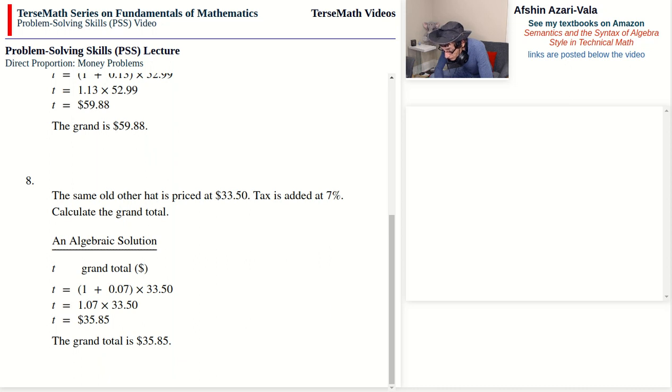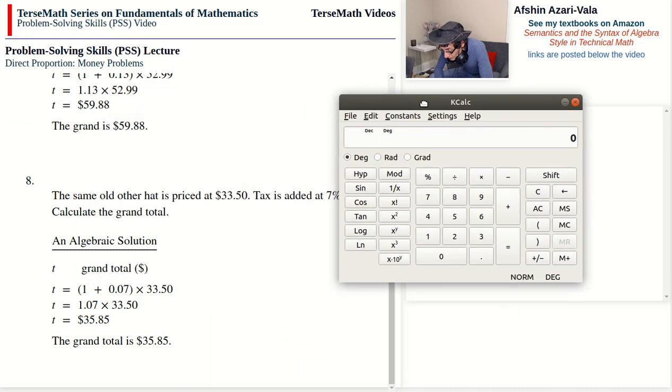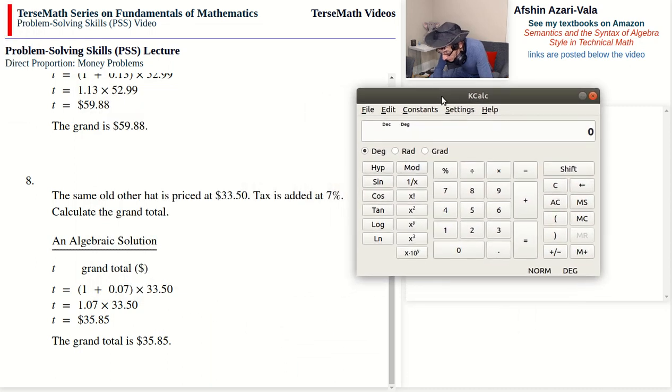I would like to do this on the calculator one more time. So we enter the price, which is $33.50, and then we multiply by 1.07 to find out how much we pay in total at the end. You see how easy it is. It's like a hat trick.